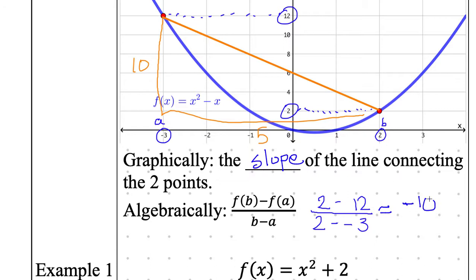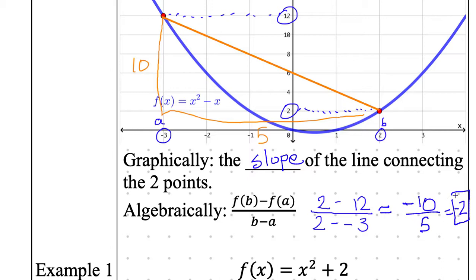Negative 10 on the top. Good. And on the bottom, we have... When negatives kiss, they become... So you get what on the bottom? 5. Anna, give yourself 50 XP. And I will do the obvious step. This is negative 2. And box it.